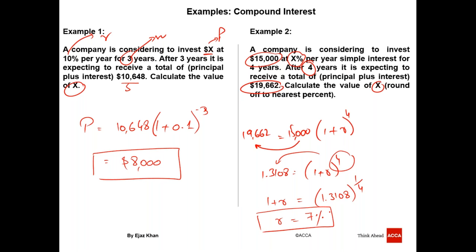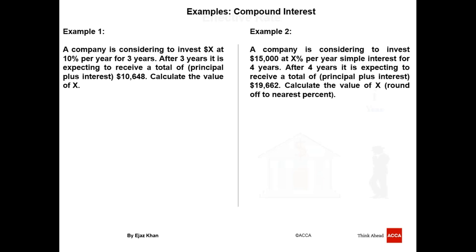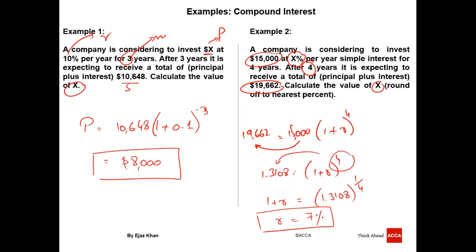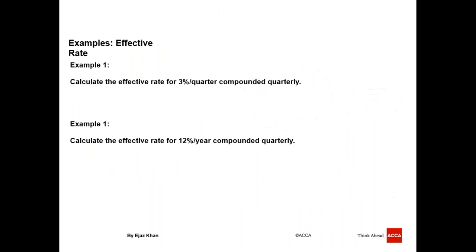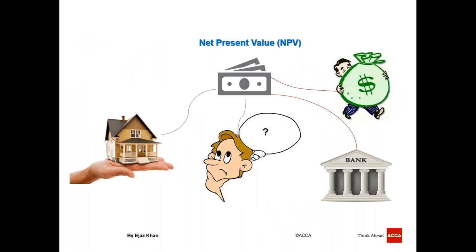So I don't have a scientific calculator at the moment with me, so I'm sure the answer to this question will be 7%. It's 7%, right? So I hope it's clear. It's 7% approximately. Should we move forward? Okay, just forget about effective rate, let's jump toward the net present value.